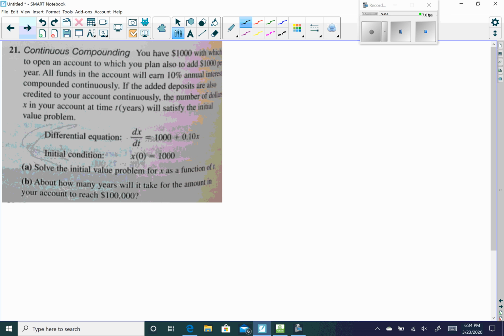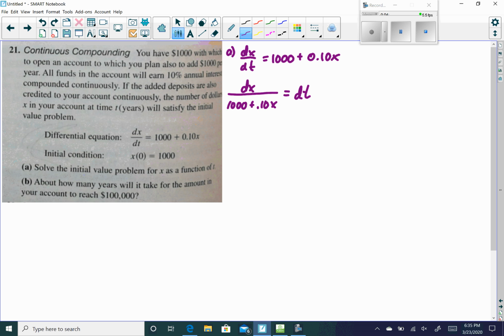Alright, so looking at 21, we're given a differential equation working with money that's compounded continuously. For part A, we're asked to solve the initial value problem for x as a function of t. So we start off here with dx over dt equal to 1,000 plus 0.10x. I'm actually going to do the separation of variables. So we could say that dx over 1,000 plus 0.10x is going to equal dt, and then we'll take the integral of each side.